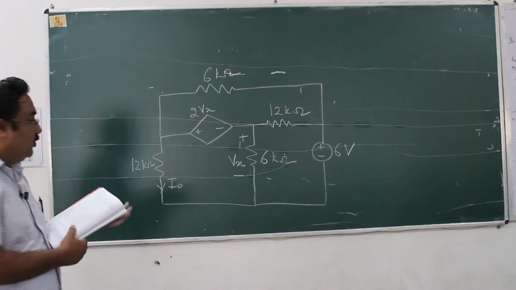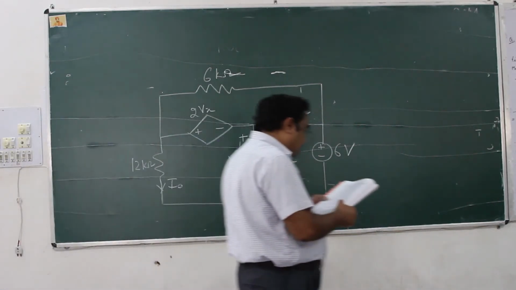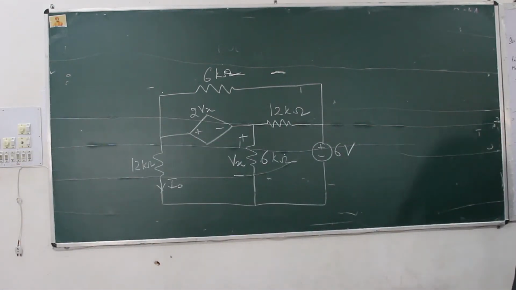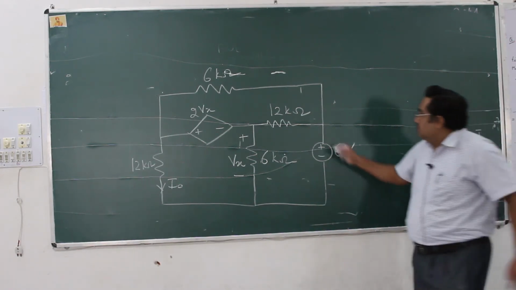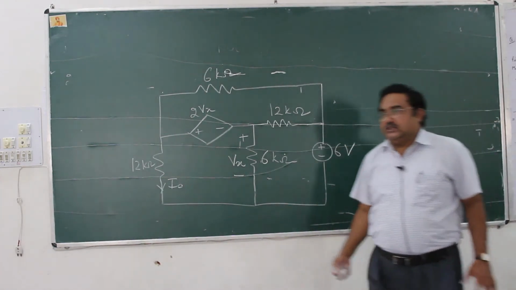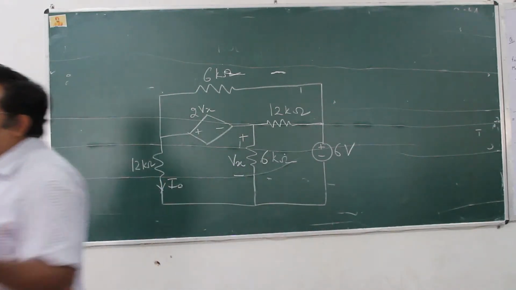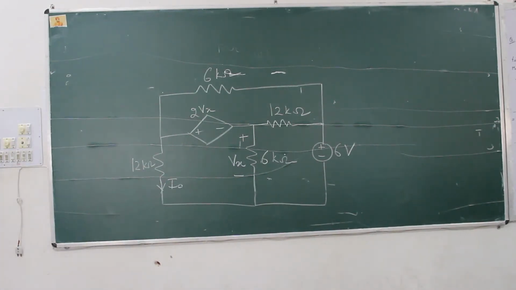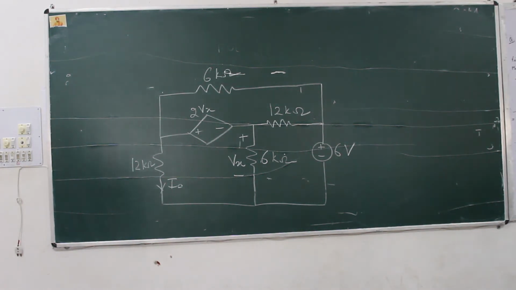Anything left? You have to find the current I naught using nodal analysis. How is this question different from the other question? What difference are you finding? No doubt the circuit configuration is different, this is the first difference. What else? This time you don't have a current source, but you have a dependent source. Which type is it? A voltage controlled voltage dependent source. Is it clear or not?